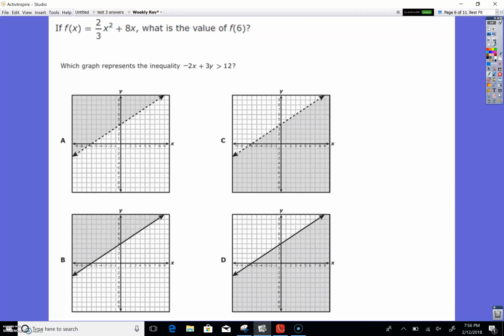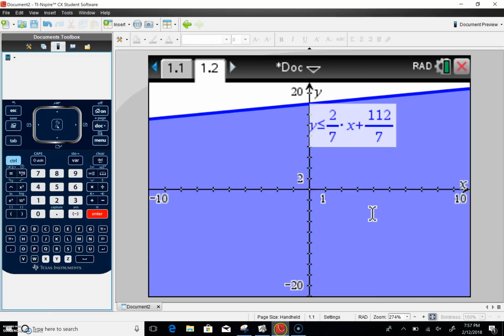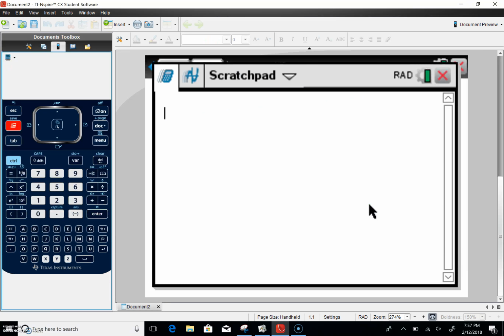If f of x is equal to x squared plus 8x, what is the value of f of 6? Okay, all we have to do is substitute 6 in for where x is, plus 8 times 6. So that's what we're going to put in our calculator. I'm going to go to calculate.